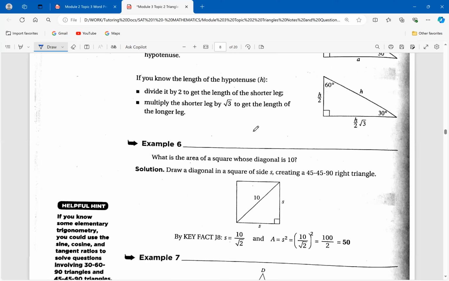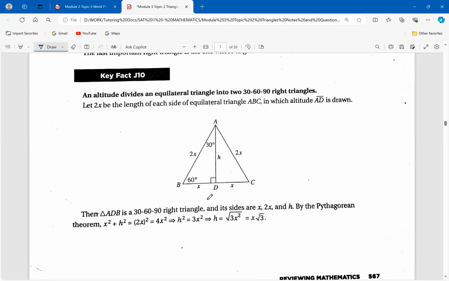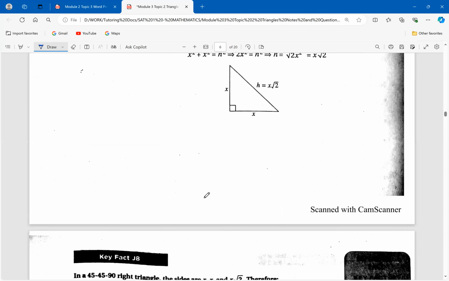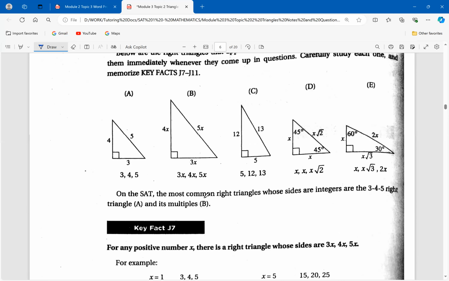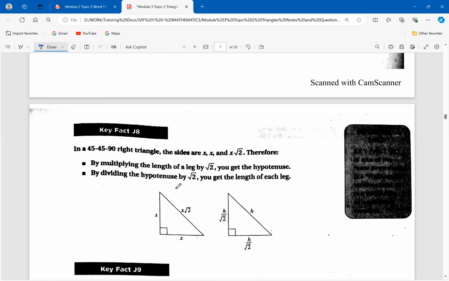Similarly, if you apply these concepts to example number 6, what is the area of a square whose diagonal is 10? Now, you have a square and the diagonal is 10 over here. So what we can do is look at the type of triangle that you have, 45, 45, and 90. Let me show this to you as well. 45, 45, 90 right triangle.